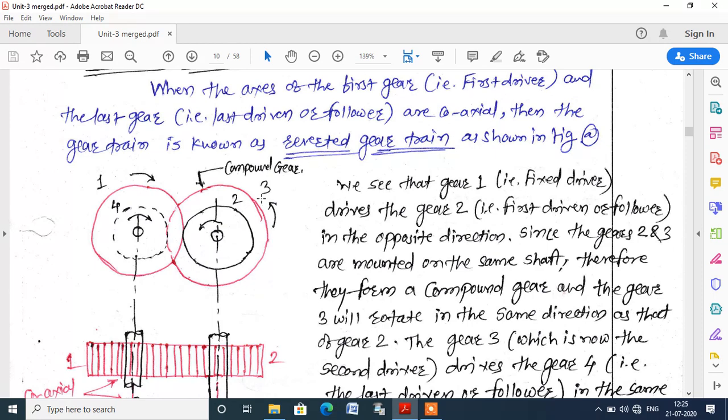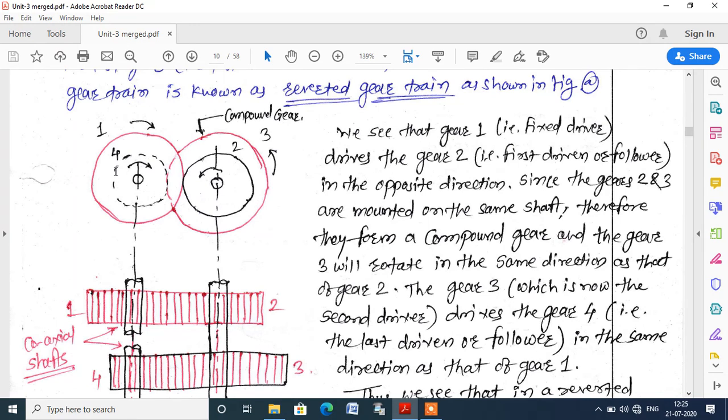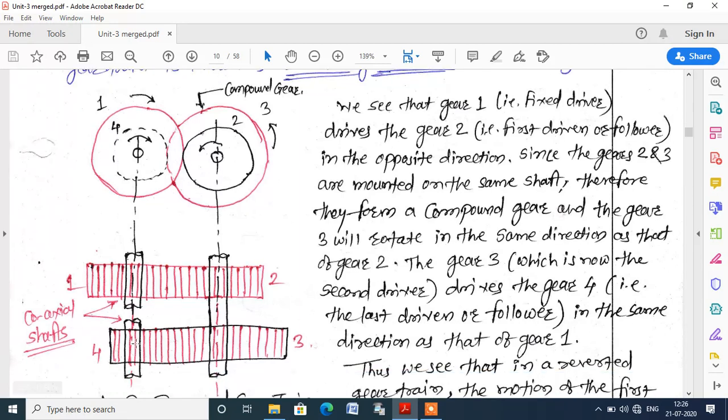Gear 2 and gear 3 are compound gears. Gear 4 is, you can say, the output gear or driven gear. Gear 1 is mounted on the input shaft. Here, this will clarify your doubt. So here there are coaxial shafts. On this shaft, gear 1 is mounted.